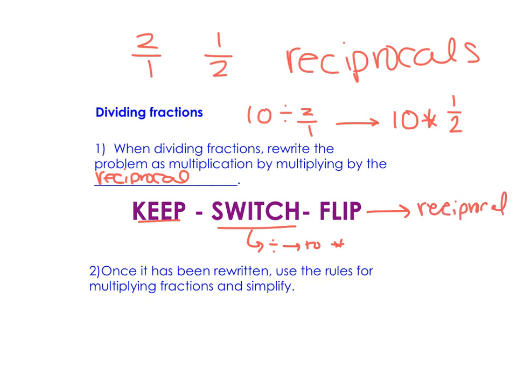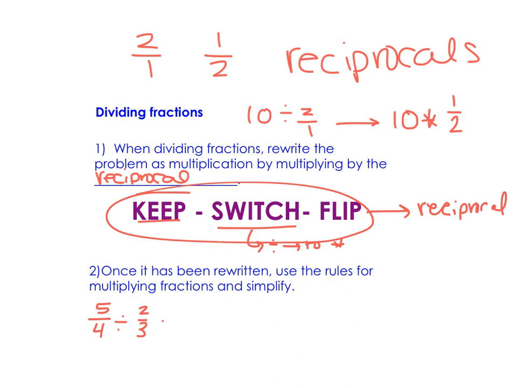And then once we've changed it to multiplication, the multiplication rules apply. So say, for example, we had 5/4 divided by 2/3. Looks like a super yucky problem. But if we use keep, switch, flip, if we rewrite division into multiplication, it automatically gets so much easier. So keep, switch, flip means keep the first number. So we'd keep 5/4. We then switch the division sign to multiplication, so there's our switch, and the flip is we take the reciprocal of the second number. So we take 2/3 and we flip it over to be 3/2.